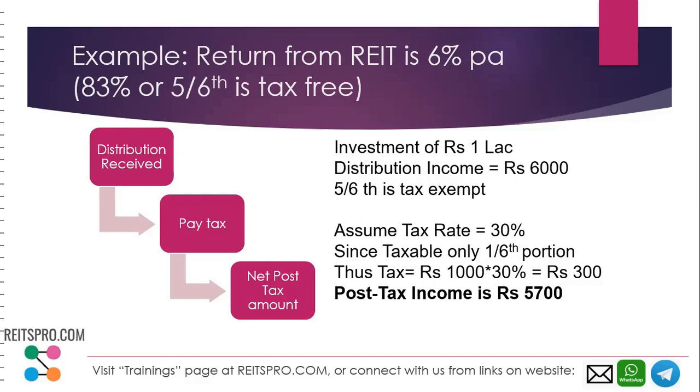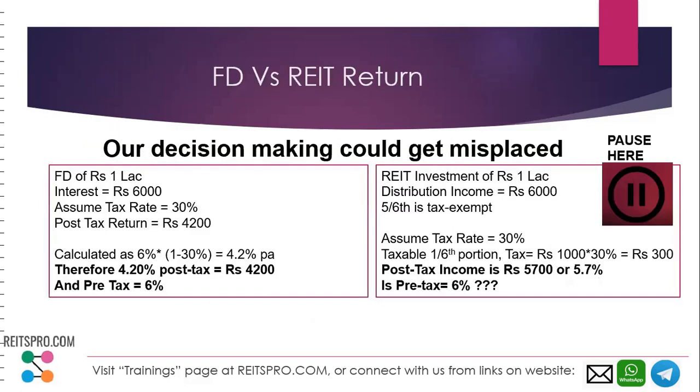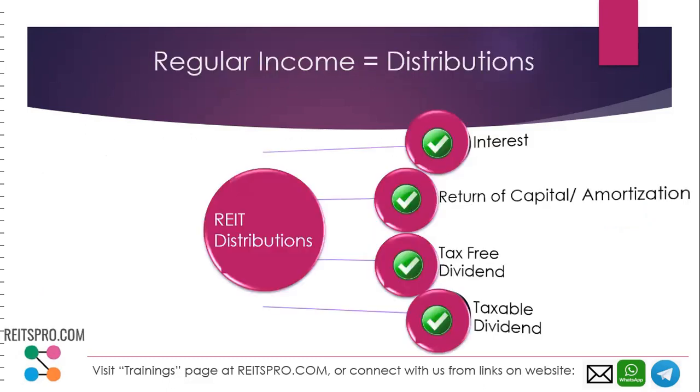So in the left-hand chart, distribution is received, you pay tax, you get a net post-tax return. That's fair enough. On this slide, you can see that the post-tax of 4,200 compares with the 5,700 post-tax returns, which is fair. But is the pre-tax 6% in both cases correct? A lot of times you could pause here and see the calculations, because a lot of times you make a decision mistake in this case. Making a decision could get misplaced here.